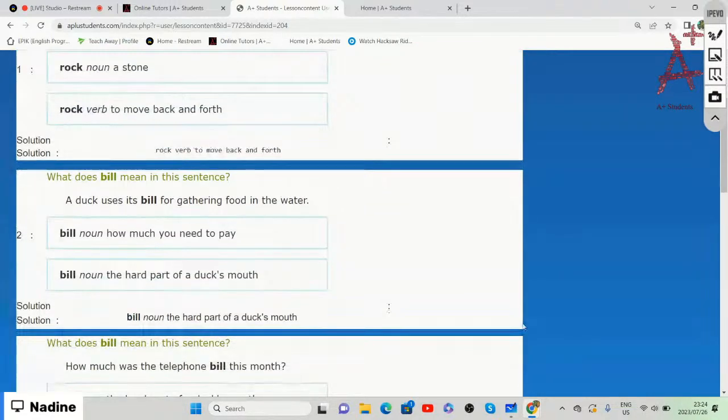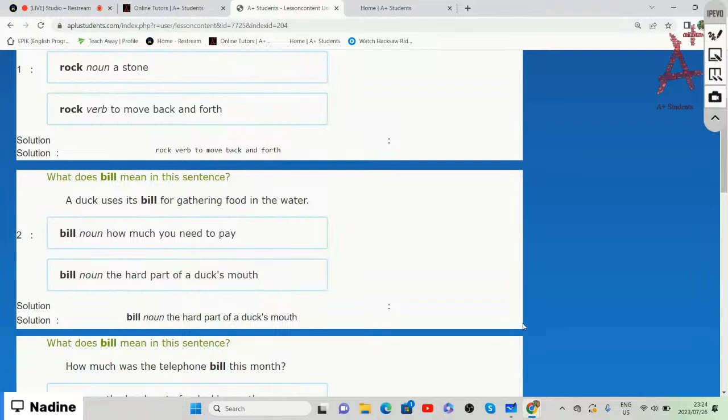A duck uses its bill for gathering food in the water. So, the different meanings of this word bill. The first meaning of the word bill is a noun, and it says how much you need to pay.